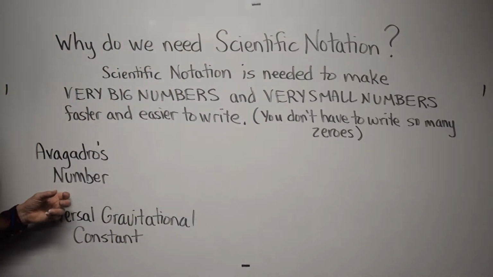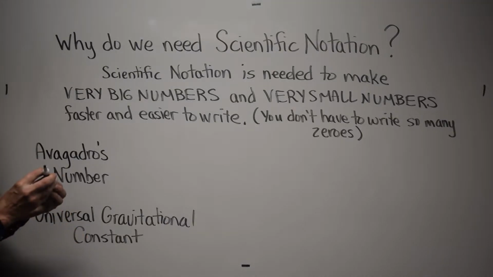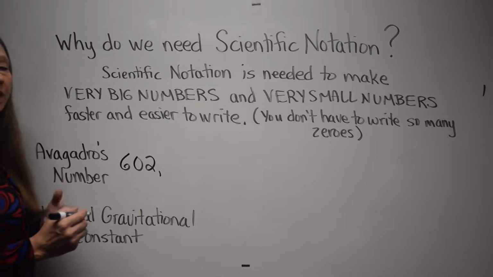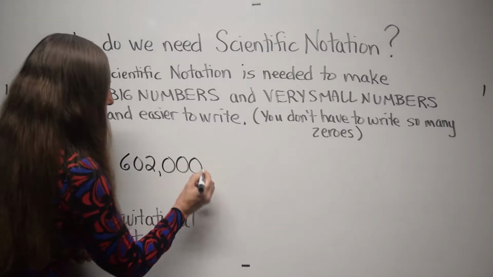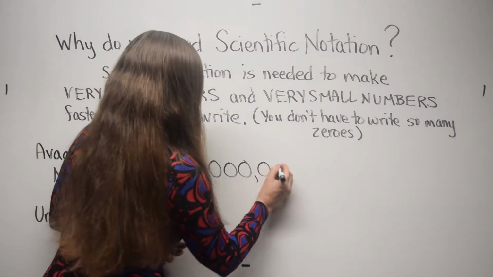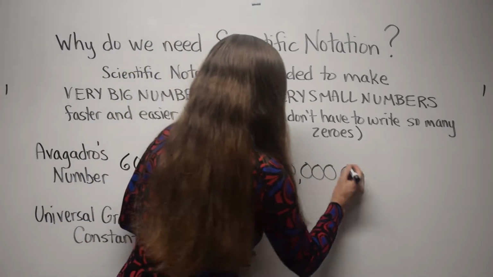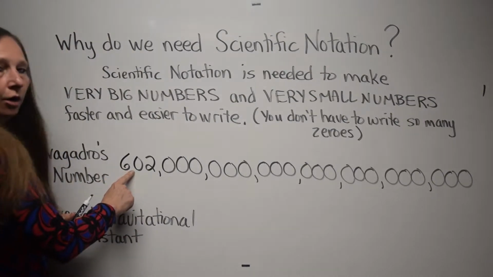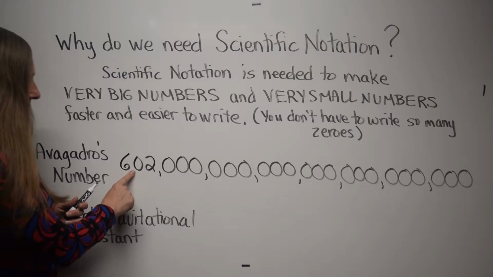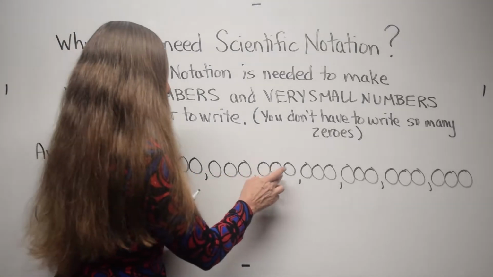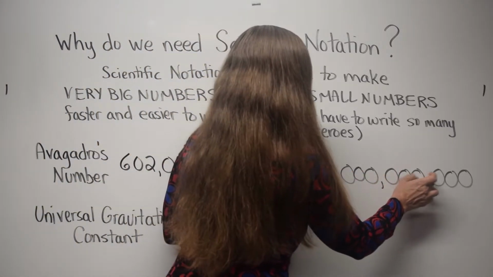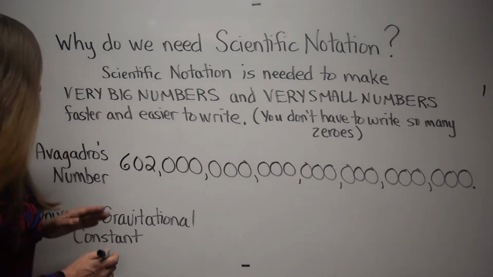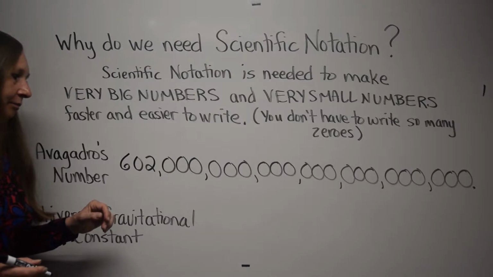Take, for example, Avogadro's number, a very common number used in chemistry. Avogadro's number would be written like this in decimal form. It would be 602 sextillion, so that would be 602 followed by a long string of zeros. In scientific notation, it would be 6.02 times 10 to the 23rd power. From here, that would be 23 jumps to get to the decimal point at the end. All right? So you don't want to have to write this number, probably ever.